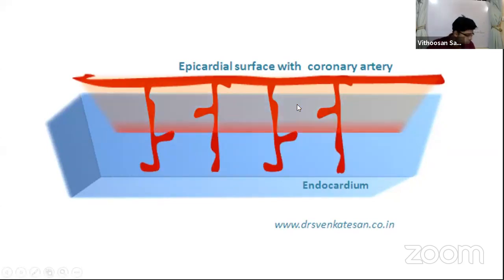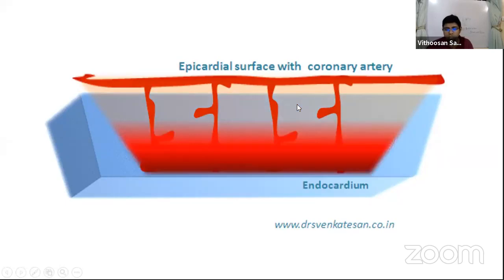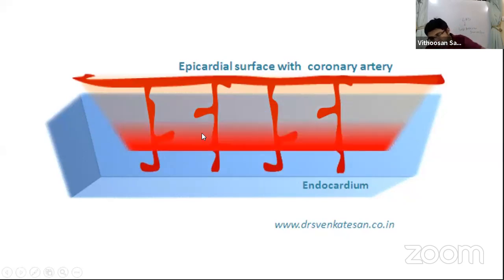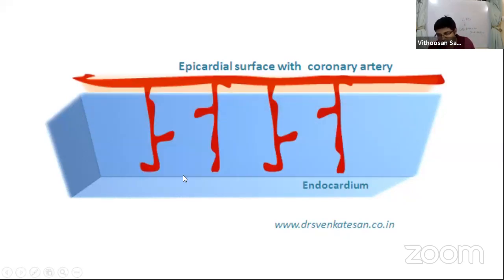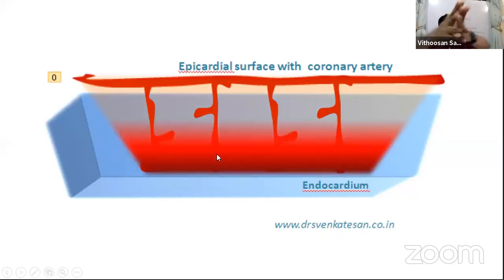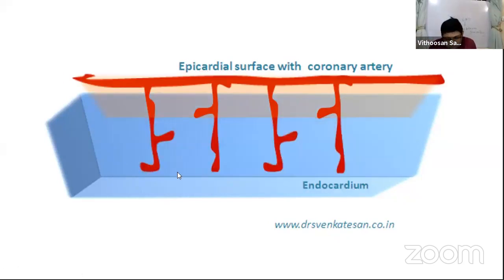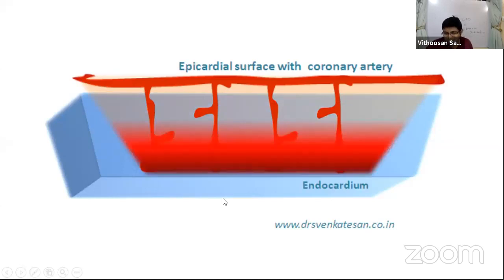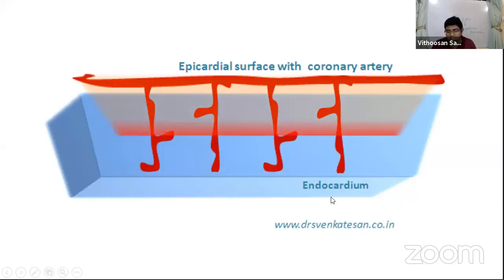Why is this important? In systole, since these vessels are constricted, blocked, it is just like this: contract and compress. So this part just below the endocardium, called the subendocardium, is not going to get the blood. This part is going to get the blood only in diastole. So why is this important?